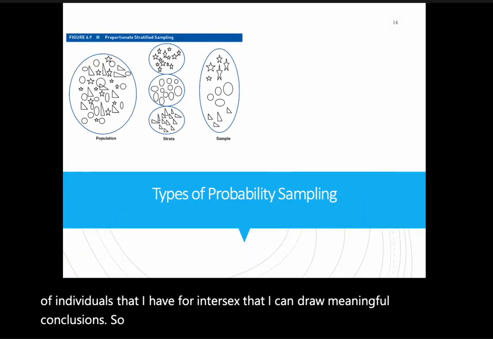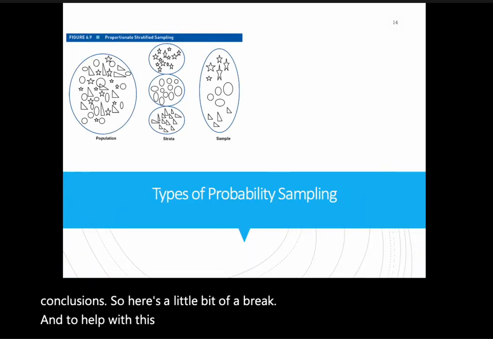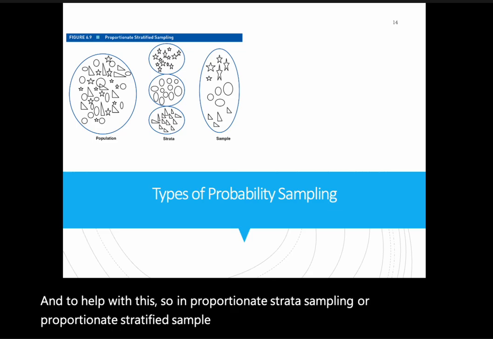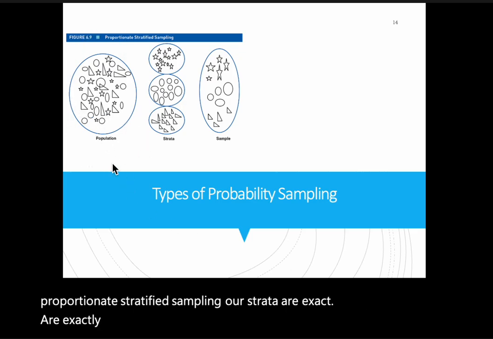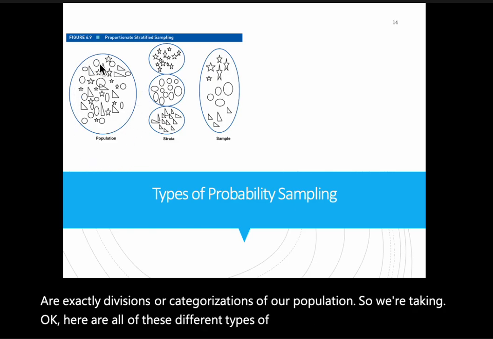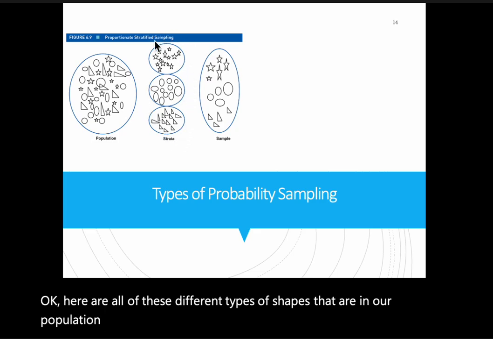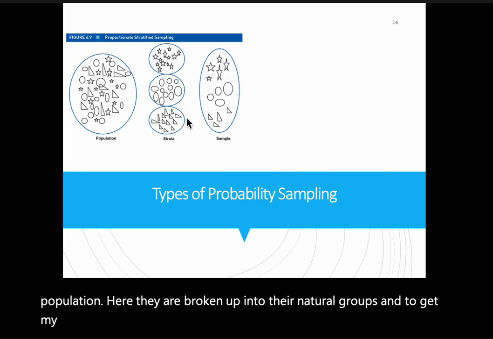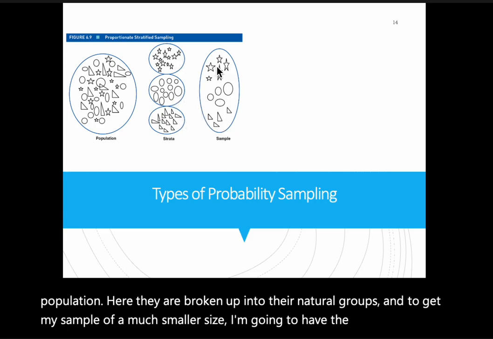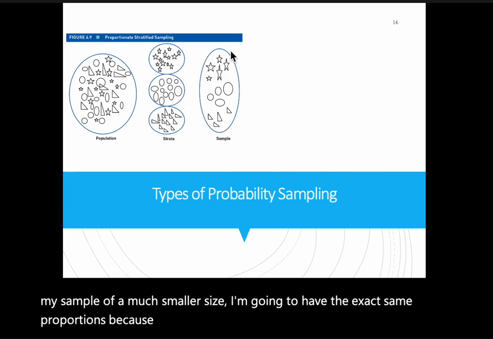So here's a little bit of a breakdown to help with this. In proportionate strata sampling or proportionate stratified sampling, our strata are exactly divisions or categorizations of our population. So we're taking, okay, here are all of these different types of shapes that are in our population. Here they are broken up into their natural groups. And to get my sample of a much smaller size, I'm going to have the exact same proportions because they are all equal. They will all be equal over here.